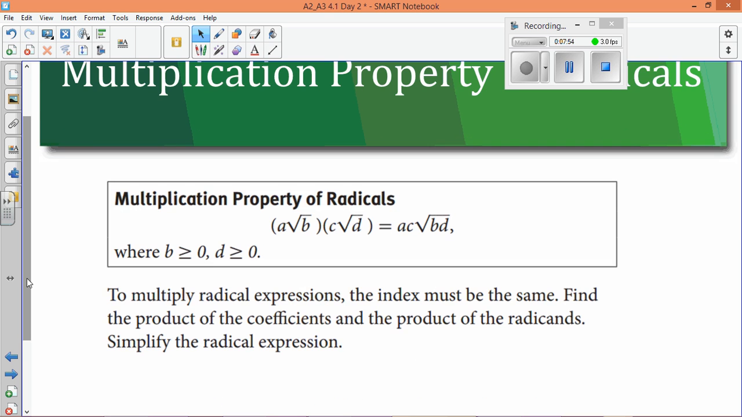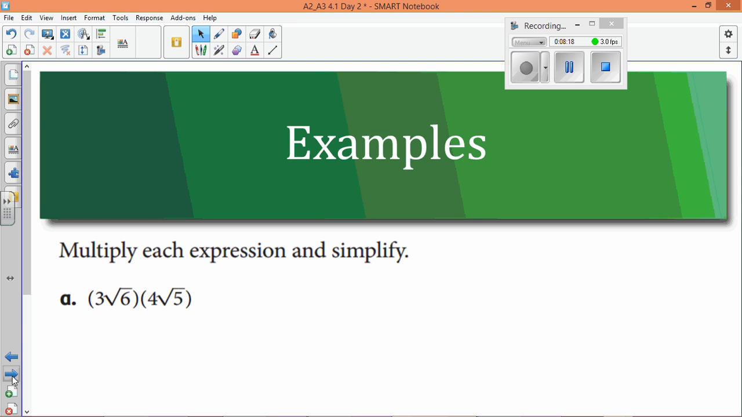So to multiply radical expressions, the index must be the same. Once again, our index will be the same because we're dealing with the square root in every case in this unit. Then you find the product of the coefficients and the product of the radicands, and then you simplify the expression. Once you find the product, there's a pretty good chance that you'll have to simplify because the result in the radicand will most likely have a perfect square factor. So let's see an example of that.